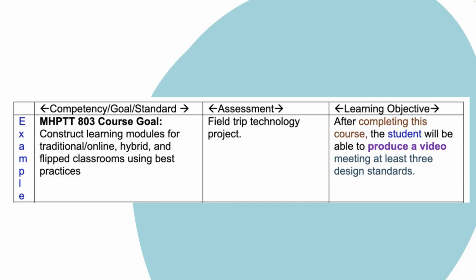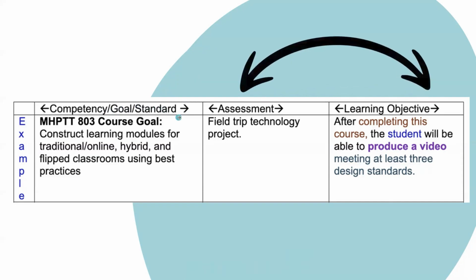So when we're aligning everything, we're thinking of putting everything underneath this big umbrella over here of our competency goal or standard. But sometimes it's easiest to start over here at the end with the assessment and the learning objective. So we're going to start with the assessment. So we have created a field trip technology project. So students will be creating a video field trip or a tour of some place to share with their students.